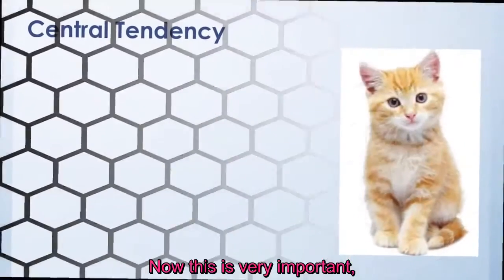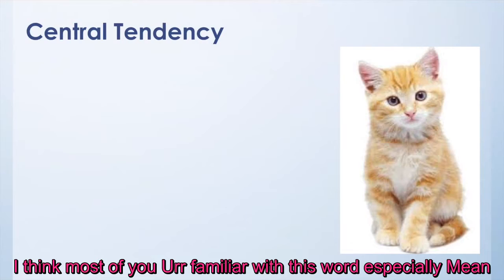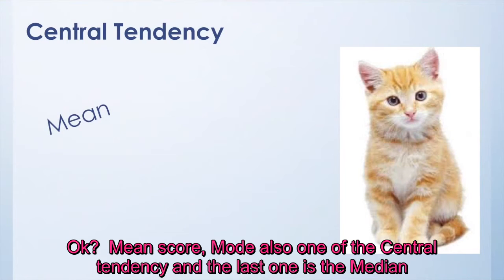Now this is very important. The second type of descriptive statistics is the central tendency. I think most of you are familiar with this word, especially mean. Mean score, mode, are also central tendencies. And the last one is median.